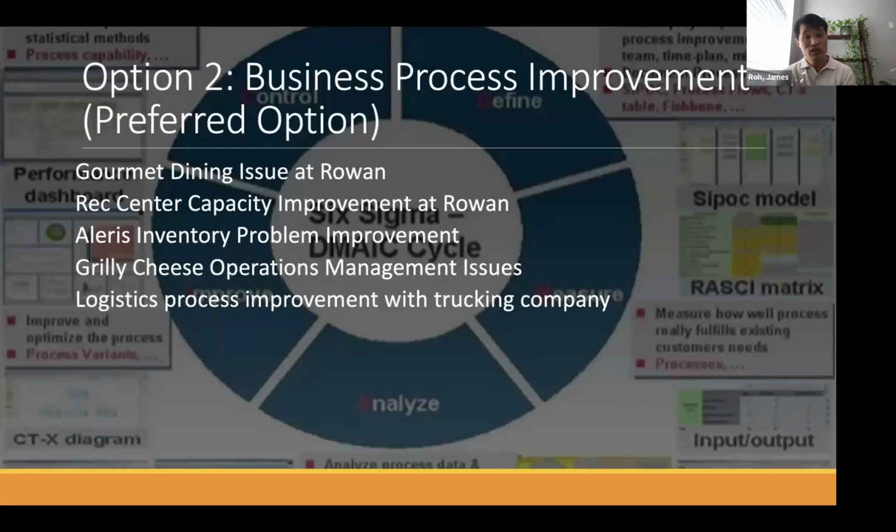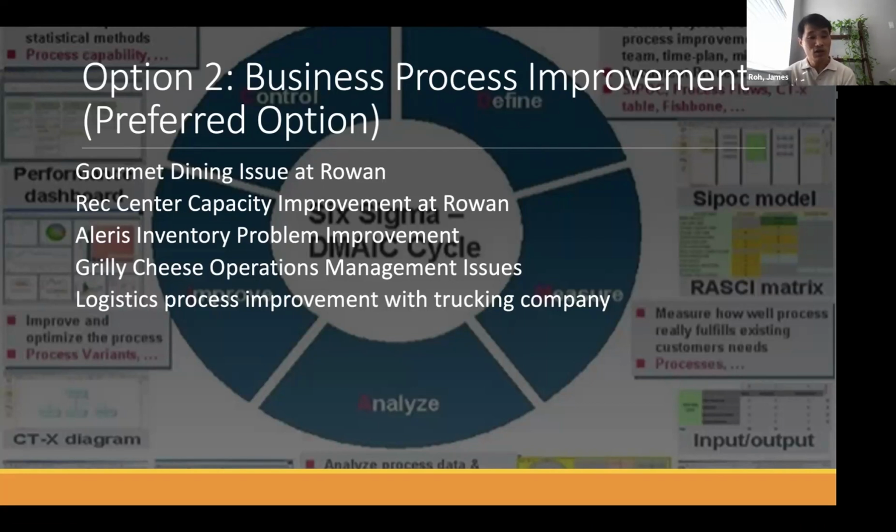Here's option two, business process improvement. Past teams have done their work on a gourmet dining issue at Rowan University. I think they lacked variety and quality, so they worked on how to improve this issue. Another group did their project on rec center capacity improvement because in the afternoon it's so crowded and people are not enjoying or finding the equipment that they can work on. So this problem was tackled before.